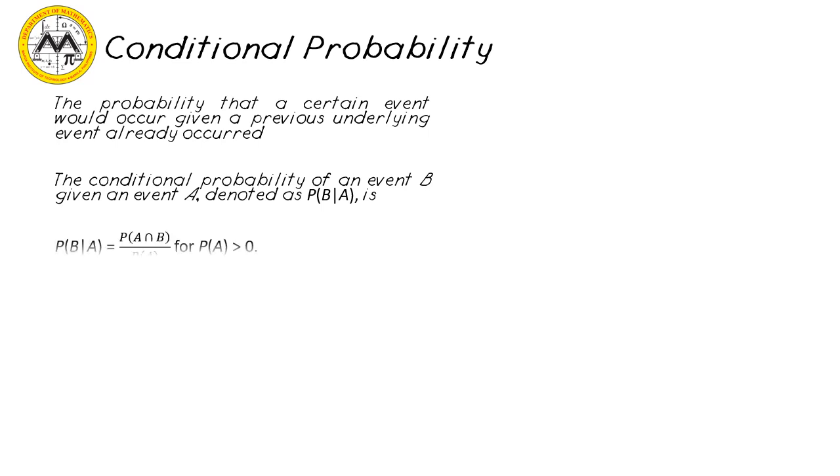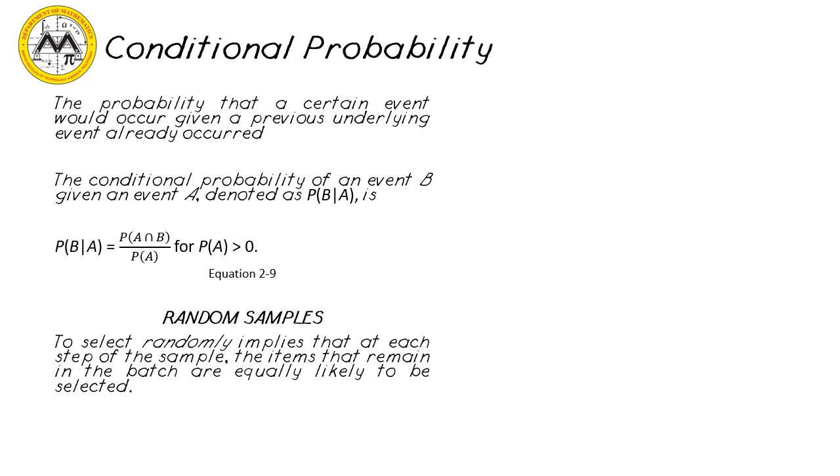So the probability of B given A is the intersection, A intersection B, over P of A. P of A should be greater than 0 because P of A serves as a denominator, so division by 0 is not allowed.